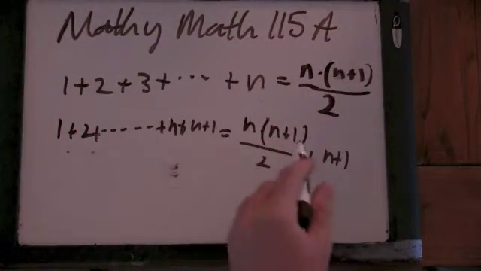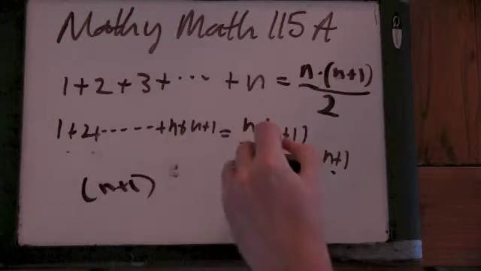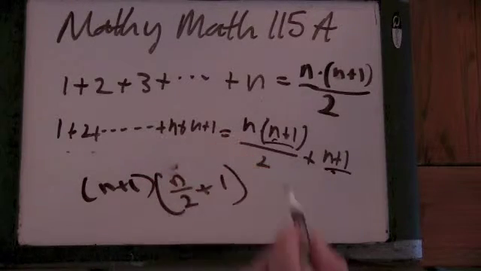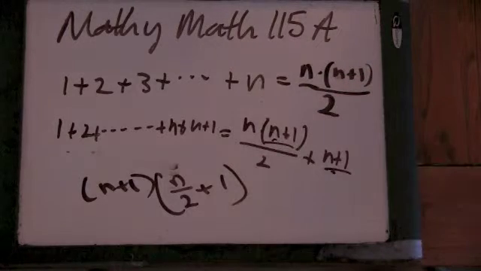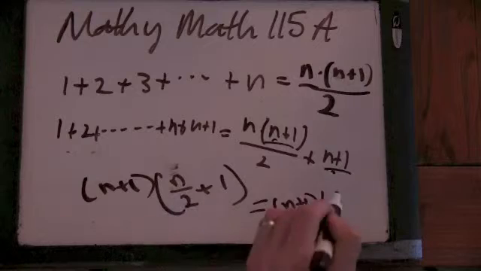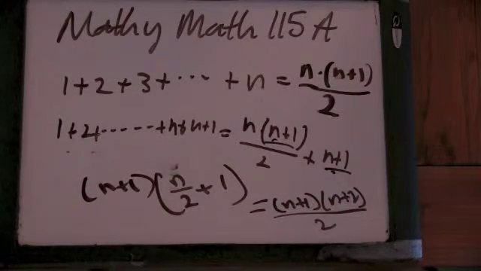The other way you can look at this is you can actually factor an n plus 1 out right from the start, because it's in both terms. And you're left with n over 2 plus 1. You factor out, so that would be n plus 2 over 2. So then you end up with n plus 1 times n plus 2 all over 2. That's another way you can see it without multiplying it out.